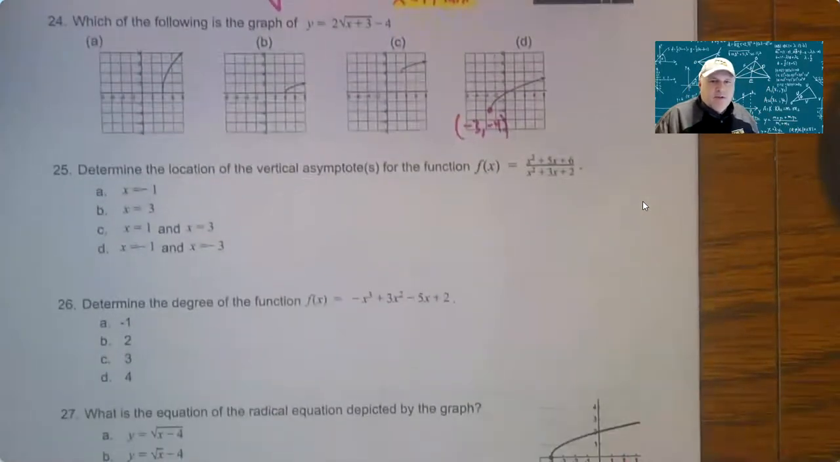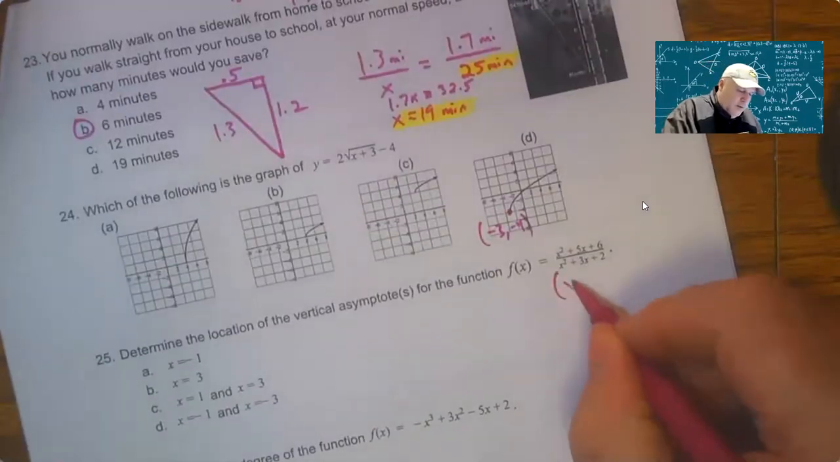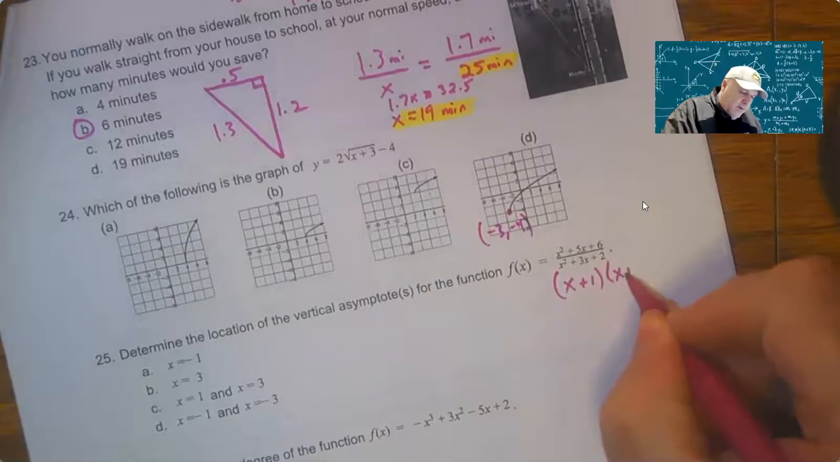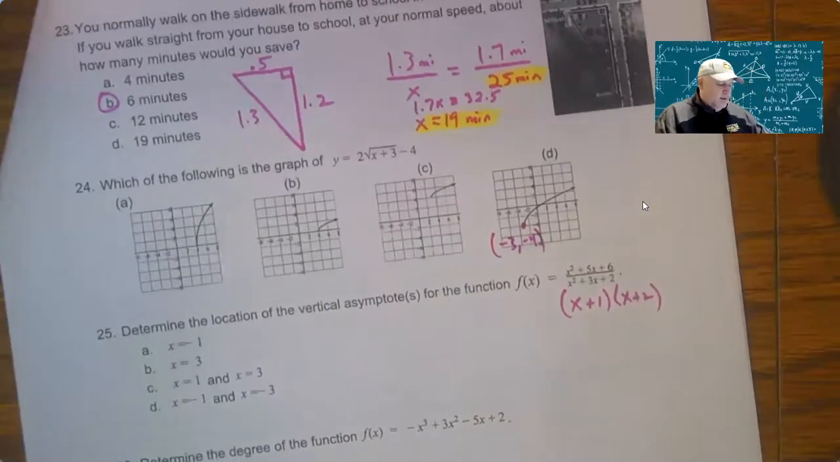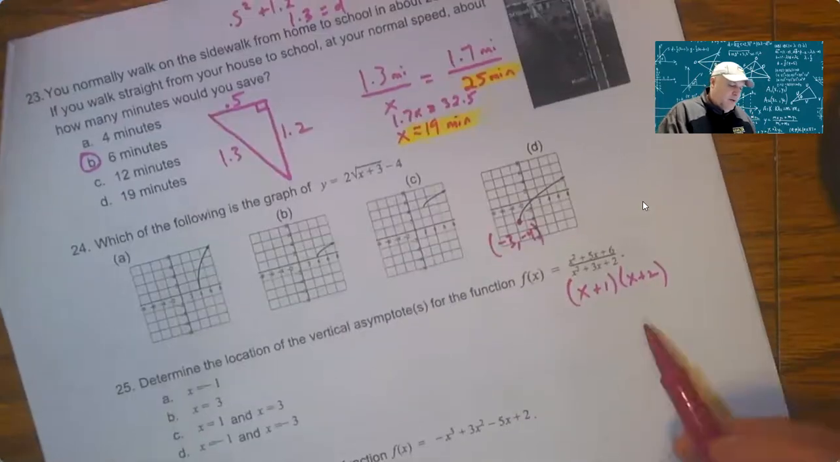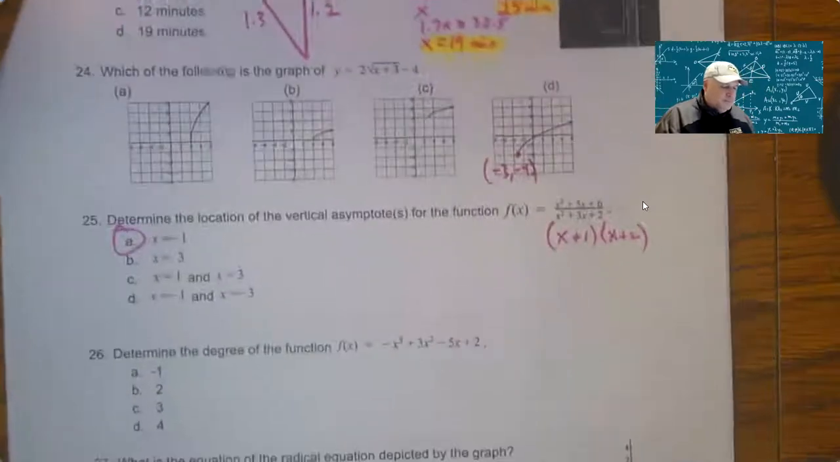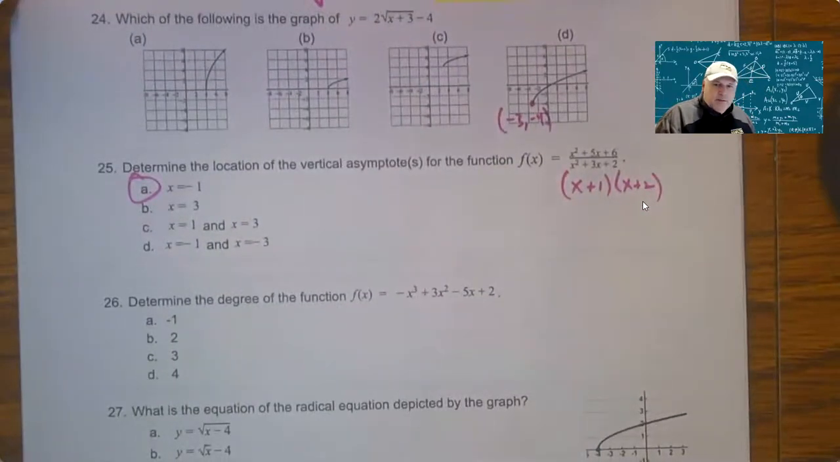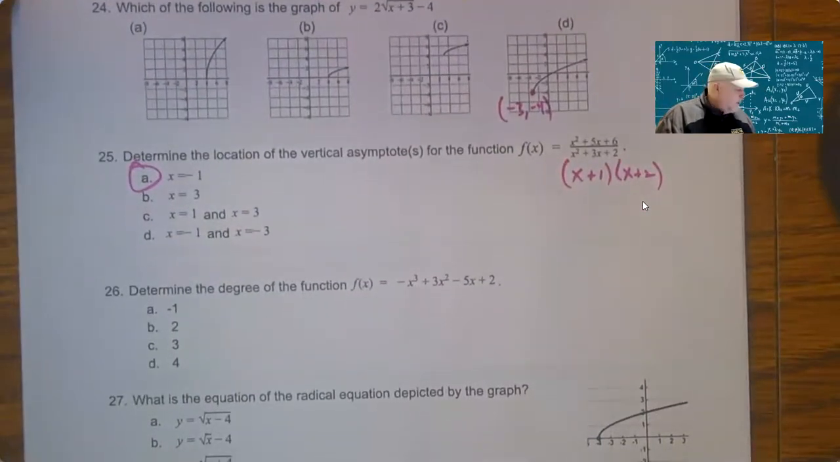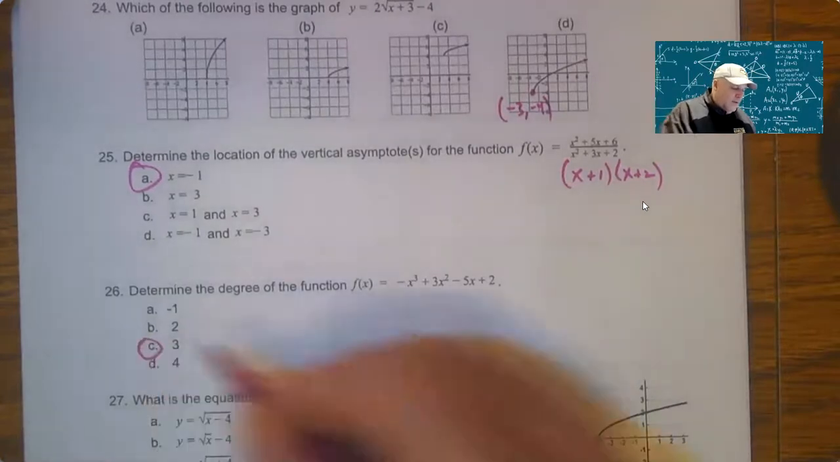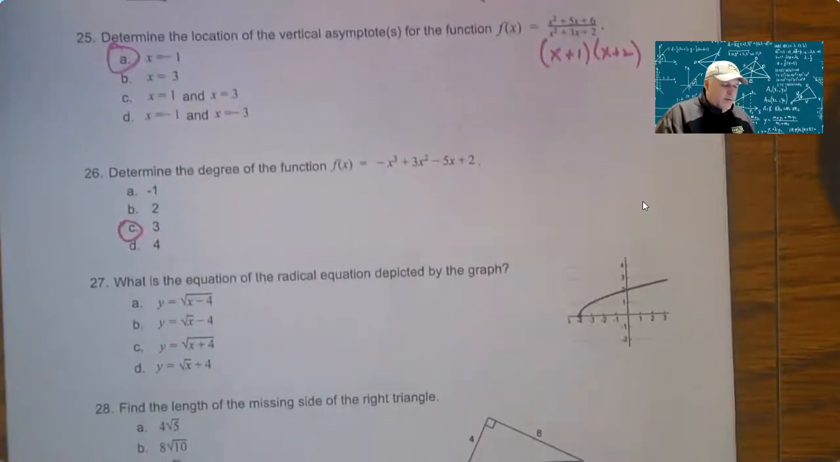25, determine the location of the vertical asymptote of this function. Again, you want to look at the factoring. So -1 and -2. And actually the -2 is going to be a point discontinuity in this one. So just -1. Determine the degree of this function. So how about the highest power? And that is 3.